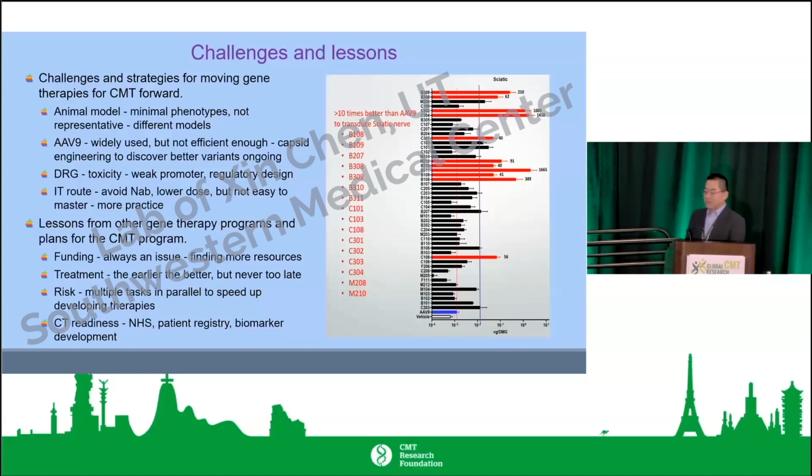The other thing, obviously, other speakers mentioned: clinical trial readiness, natural history study, the patient registry and biomarkers, as well as clinical outcome development are very key points we need to do in parallel with the preclinical study.